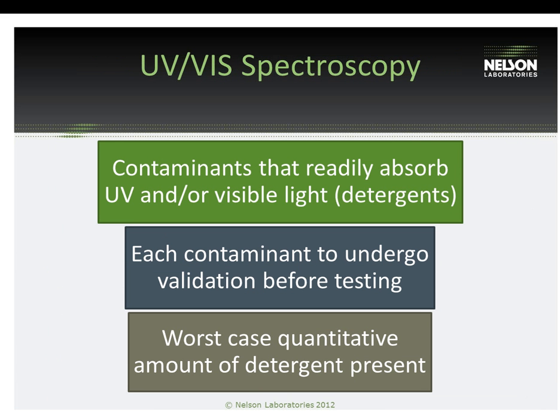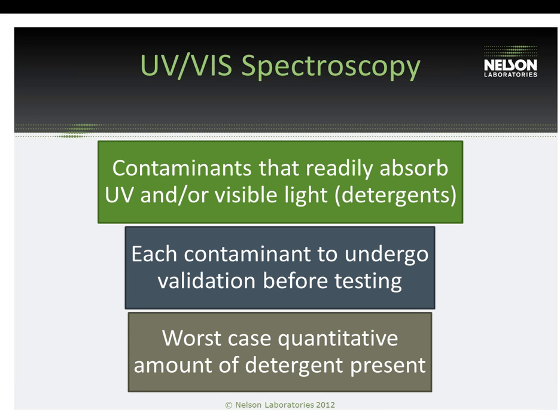The third test method that we are going to discuss is UV-Vis spectroscopy, or ultraviolet visible spectroscopy. With this test method, it works best with contaminants that readily absorb UV or visible light. These are often detergents, and with this test method, we often see samples sent in to analyze how much detergent is being left over on the devices.